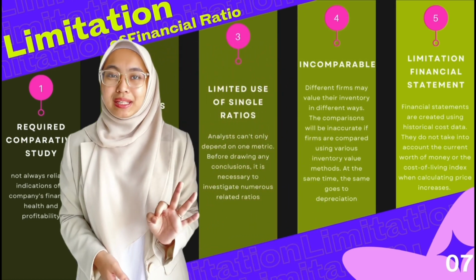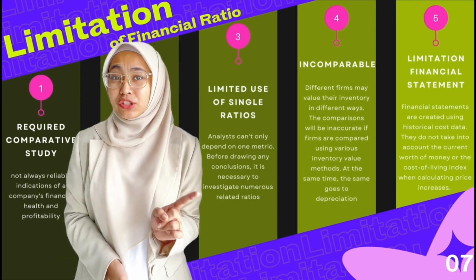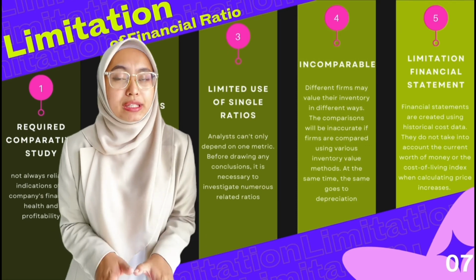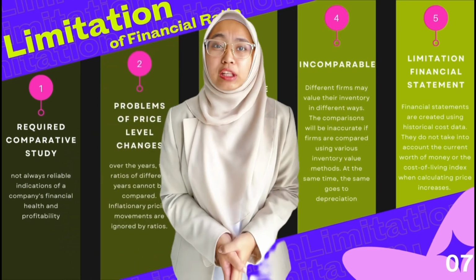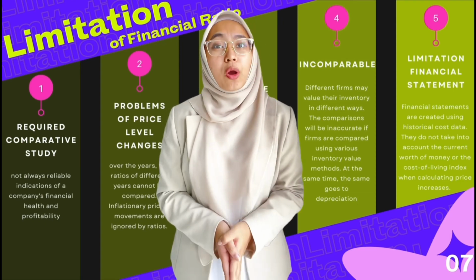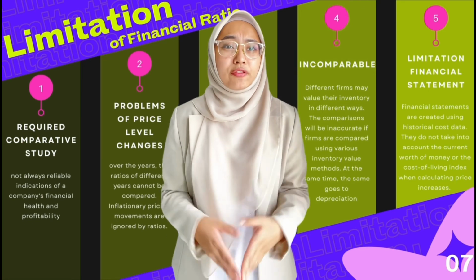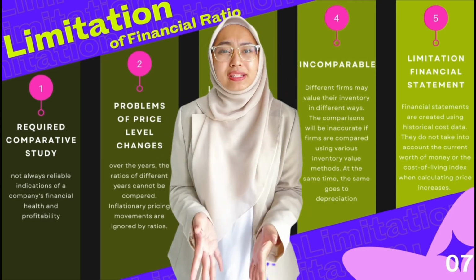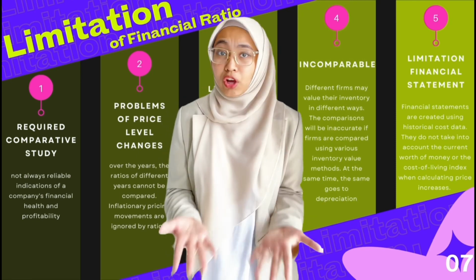Moving on to the third limitation, limited use of single ratios. Analysts cannot depend on only one metric. Before making conclusions, it is necessary to investigate numerous related ratios. Fourth, incomparable. Different firms may value their inventory in different ways, so the comparisons will be inaccurate if firms are compared using various inventory value methods. As a result, financial ratio comparisons are inaccurate since the systems employed by different organizations are not standardized.